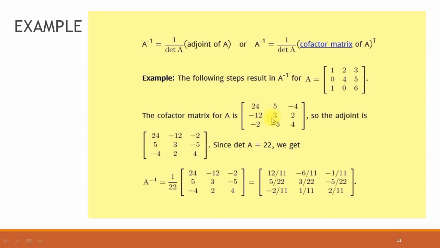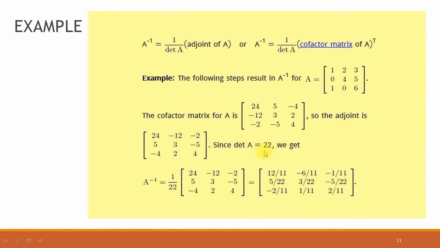So this is the cofactor matrix of matrix A, and now taking the transpose means shift this row to the column position, and now shift this second row to the second column position and this third row to the third column position, you will get the adjoint of the matrix A. So this is the adjoint of the matrix A and this is the determinant of matrix A.